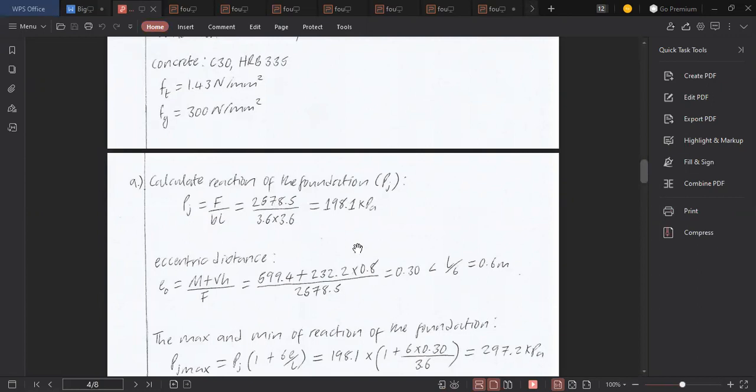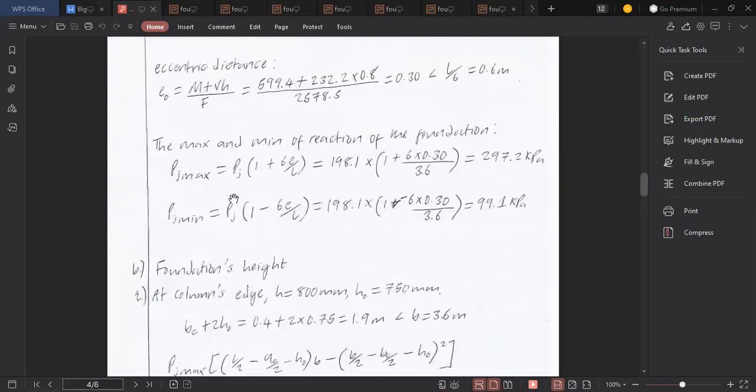F divided by the area, we find the value here. We're going to use this. Eccentric distance is e0 = M plus V H over F. We calculate there, and then we check, we're going to use this value. So here we're just setting up, and it should also meet this requirement. When you reach here, it should meet this requirement.